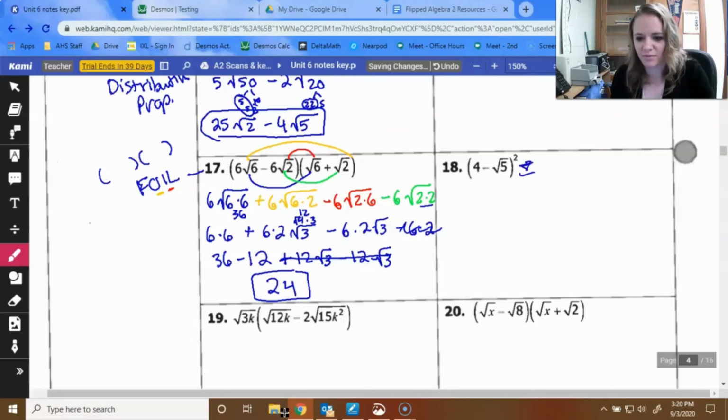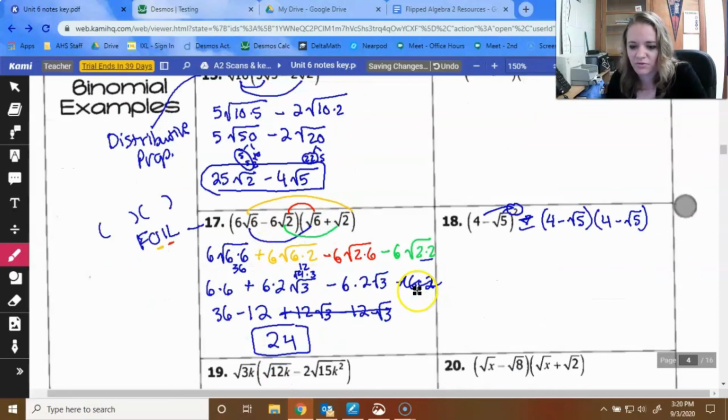Alright, I want to point out with 18 that this needs to be rewritten. Well, it would help if my pen worked. So when you see that, that is not a way to distribute that exponent. Nope, never do that. Write it out twice. This exponent is saying I'm taking this whole term and multiplying it by itself. So literally write it out twice. And then now you have FOIL like in number 17.